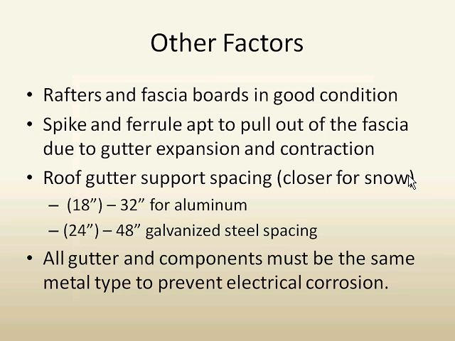In terms of roof gutter support spacing, typically 32 to 48 inches: 32 for aluminum, 48 for galvanized steel. Those will be closer in states that are dealing with snow loads, 18 to 24 inches. Another very important fact is that all the gutter components must be the same metal type to prevent galvanic corrosion. You wouldn't want to mix aluminum and, say, galvanized steel, because you will have a problem caused by those two metal types coming together.